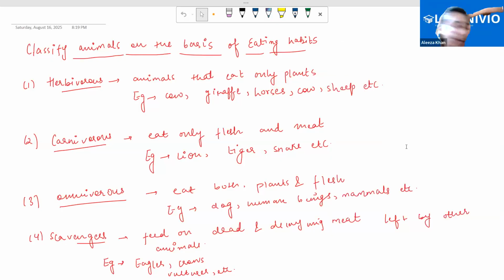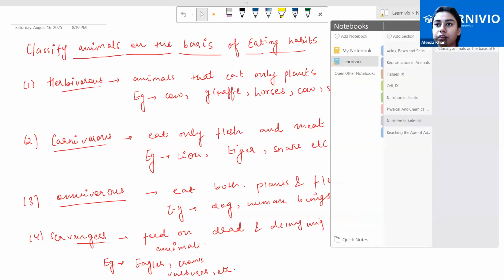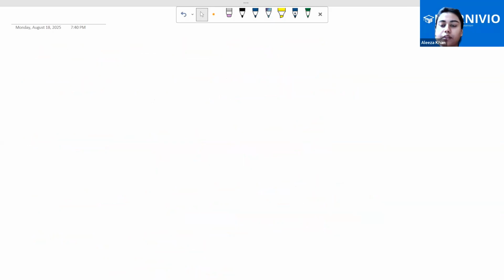So today we have to start with the modes of taking food inside the body. How different organisms consume their food. Like basically how animals take in food by different methods.